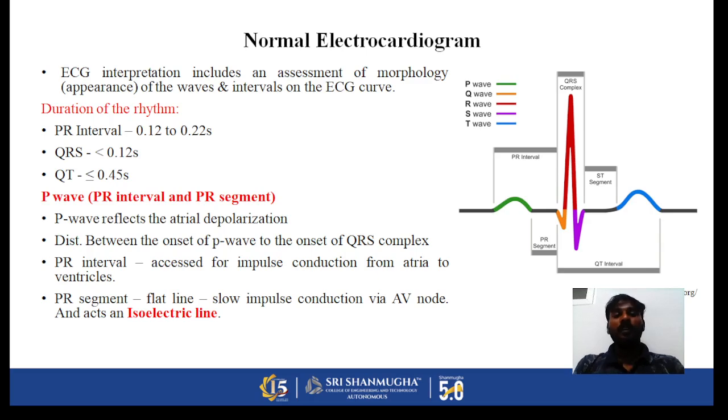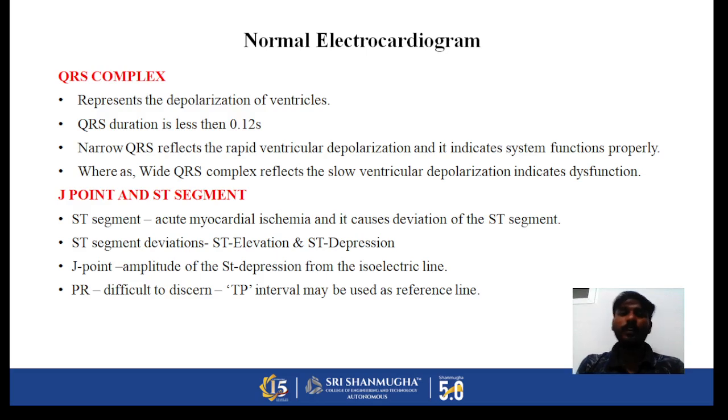P wave: the P wave reflects the atrial depolarization. The PR interval is the distance from the onset of the P wave to the onset of the QRS complex, assessed for impulse conduction from atria to ventricles. PR segment: it looks like a flat line, reflects slow impulse conduction via the AV node, and acts as an isoelectric line. QRS complex: the QRS complex represents the depolarization of the ventricles.